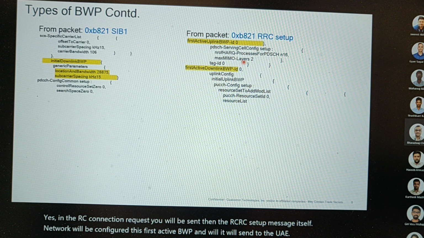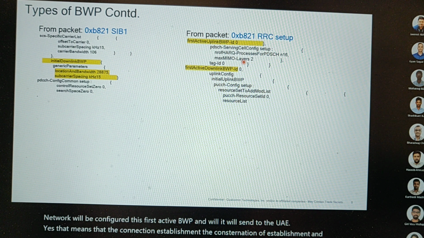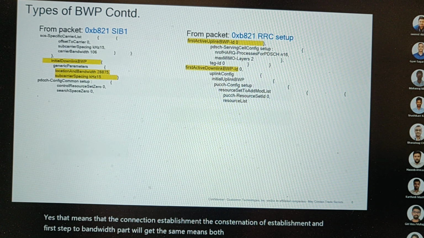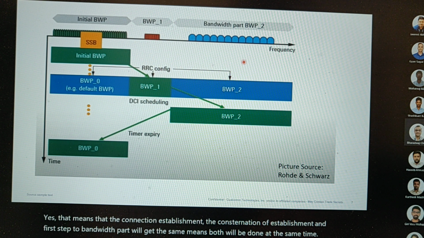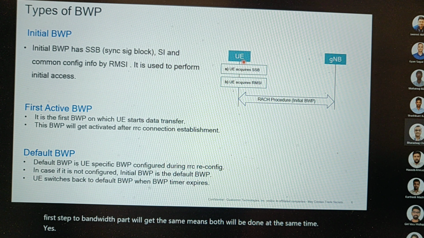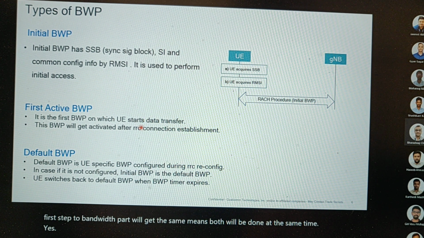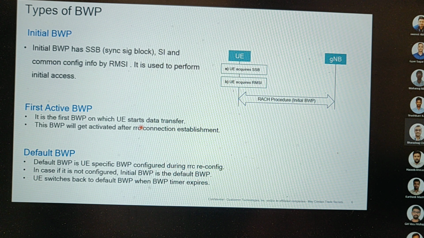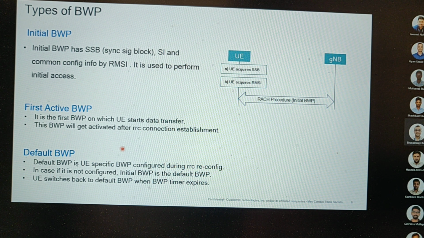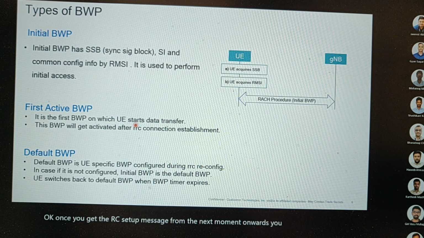So the connection establishment and the first active bandwidth part configuration will be done at the same time, on the initial BWP itself. After we get the setup message, then setup complete and the subsequent messages, will the UE automatically move to the first active BWP, or will it stay on the initial BWP until further communication from the network? That's what I'm asking. Once the UE gets the RRC setup message, from the next moment onwards, the UE will switch to the first active bandwidth part.